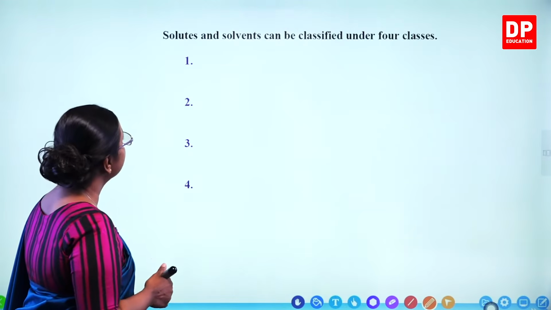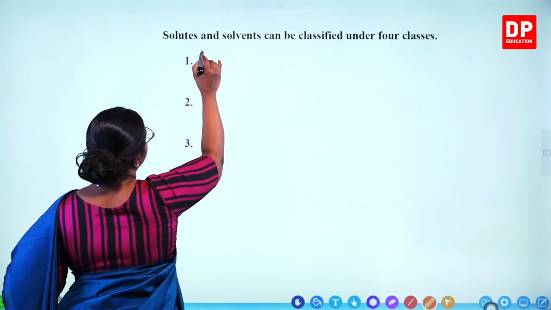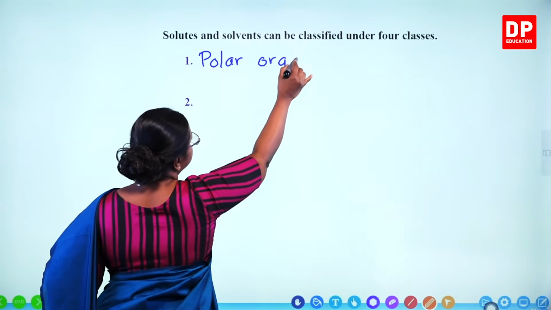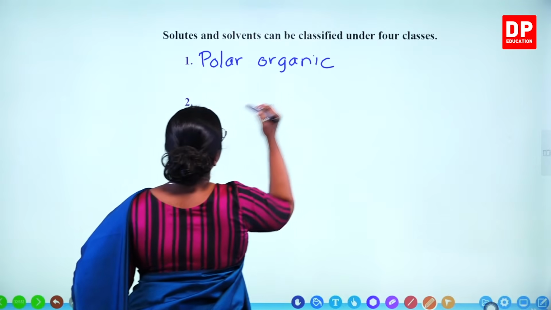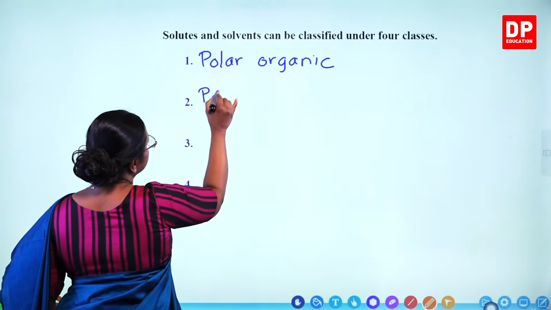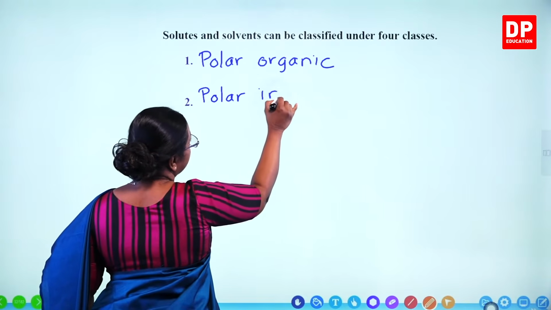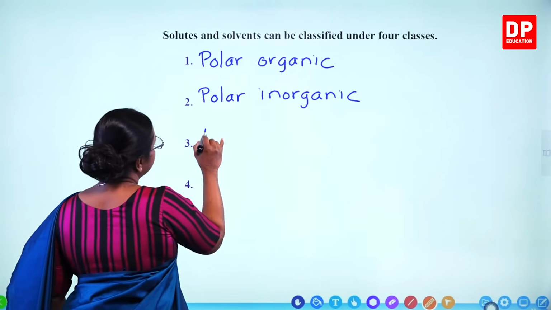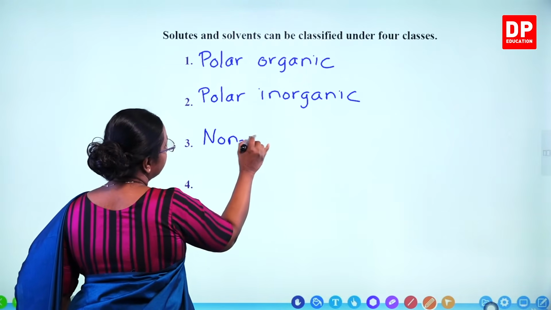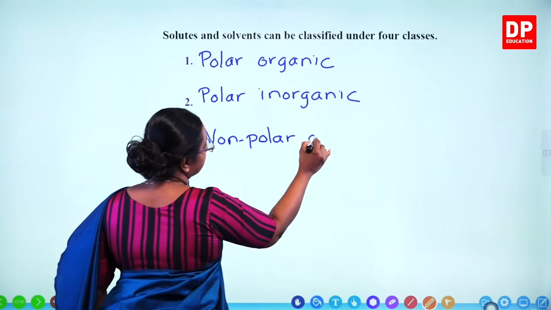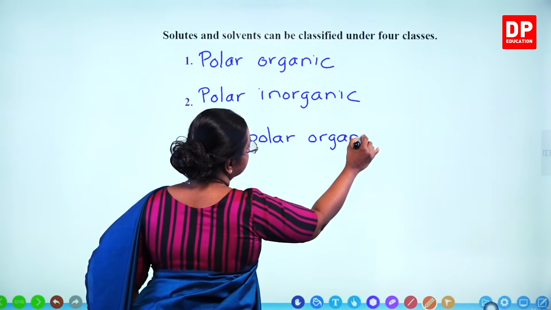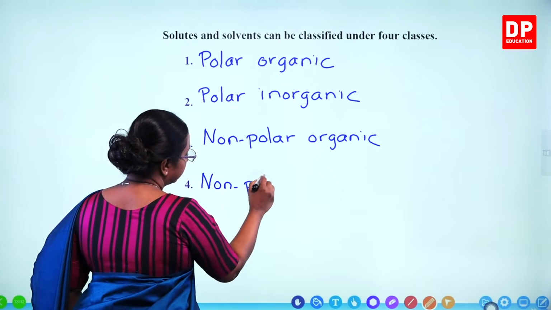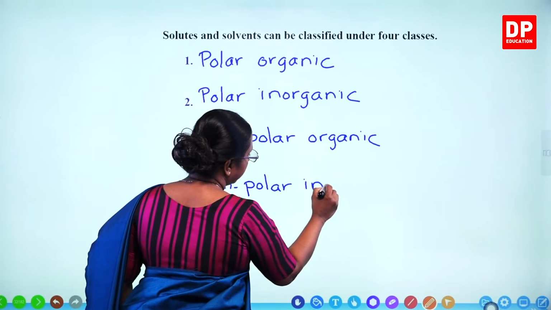So when we combine these two, organic, inorganic and polar, non-polar, we get 4 types of compounds. So the 4 classes are polar organic, polar inorganic, then we have non-polar organic and non-polar inorganic.